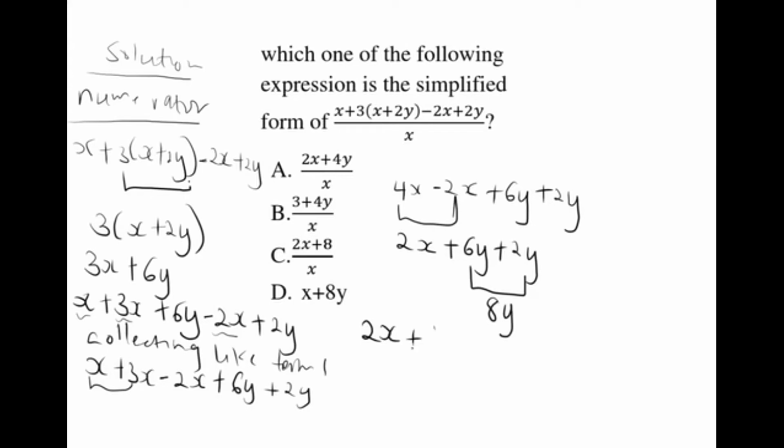2x plus 8y. In this case, we are given the denominator to be x. Therefore, we are going to rearrange our sum as 2x plus 8y over x. This is now going to be our expression in its simplest form, which is 2x plus 8y over x. Our correct choice is going to be C.